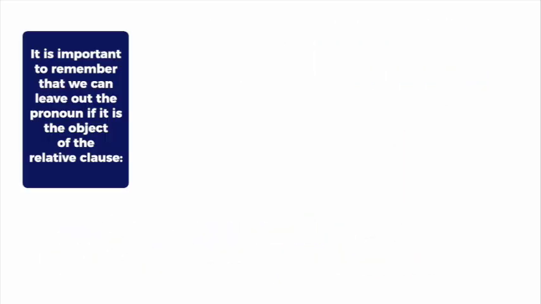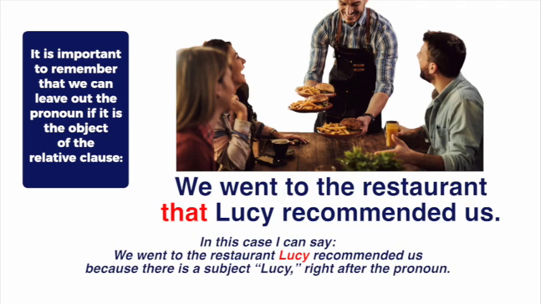It is important to remember that we can leave out the pronoun if it is the object of the relative clause. For example, we went to the restaurant that Lucy recommended to us. In this case, I can say, we went to the restaurant Lucy recommended to us, because there is a subject, Lucy, right after the pronoun.